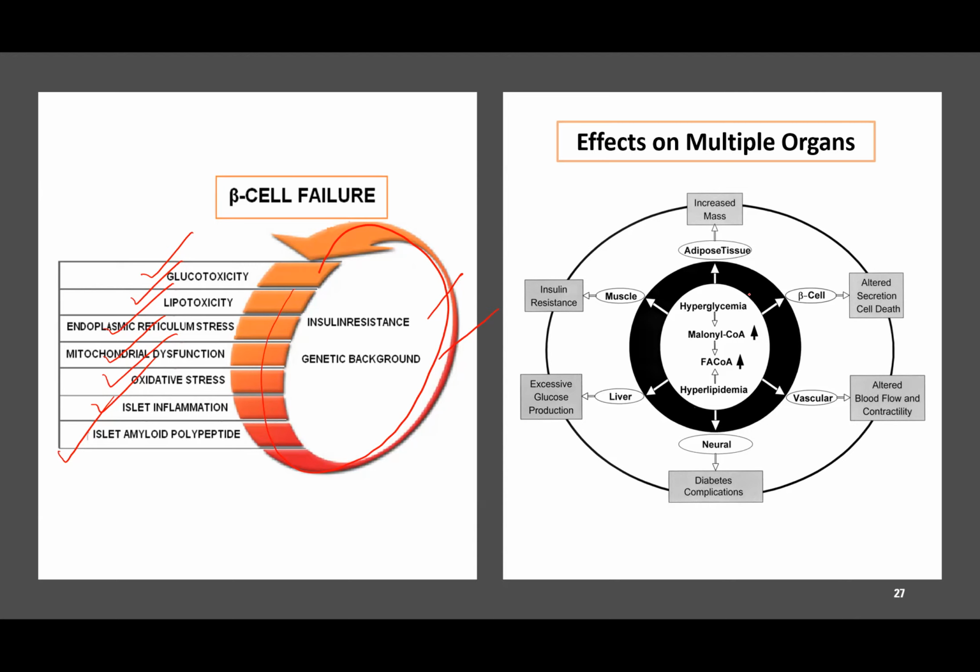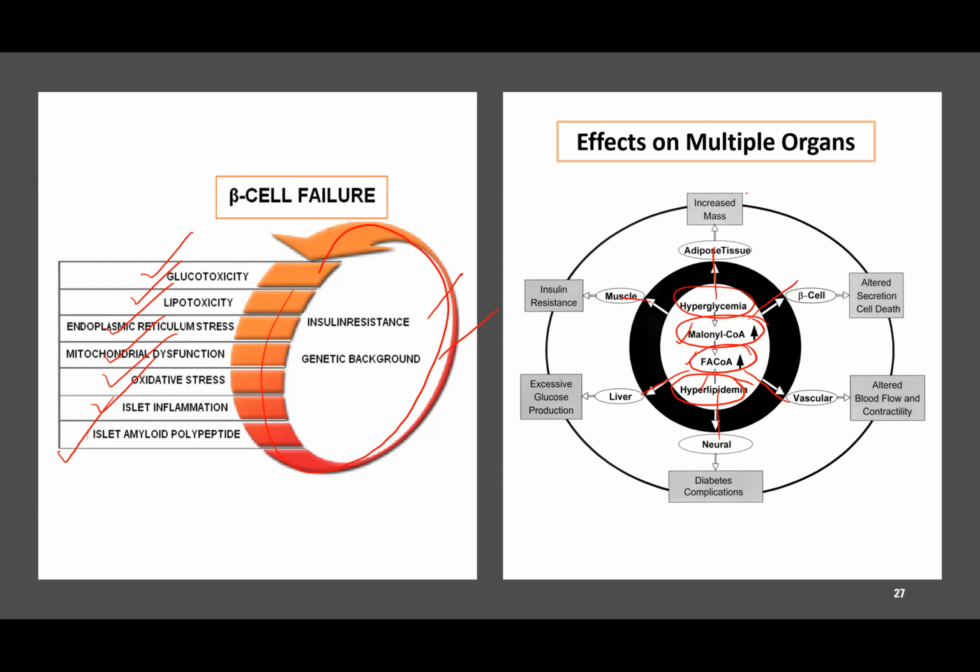Effects on multiple organs. So for example, there is hyperglycemia, and malonyl CoA is more, fatty acyl CoA is more, and there is hyperlipidemia. Hyperglycemia also produces malonyl CoA. All have an effect on the muscle, on the adipose tissue, on the beta cell, on the blood vessel, on the neural tissue, and on the liver. See how bad it is.